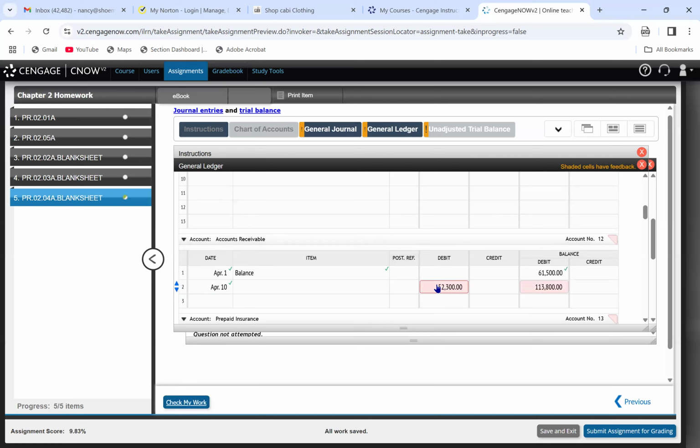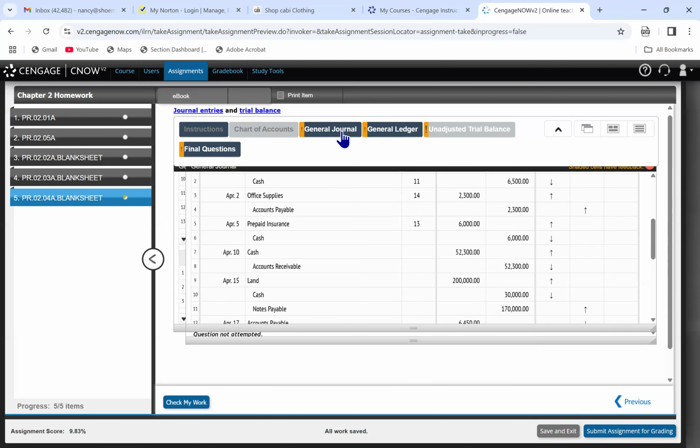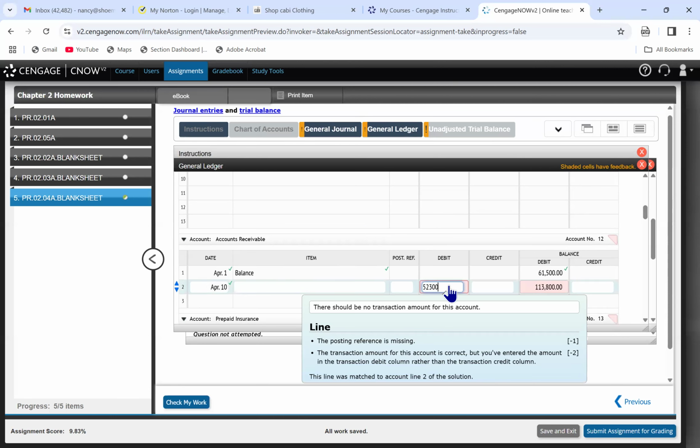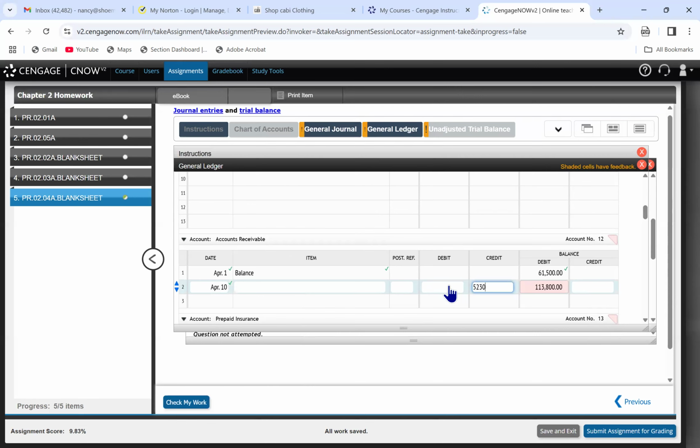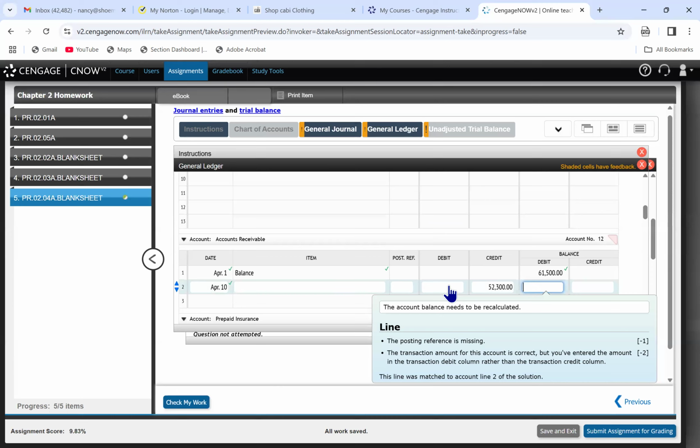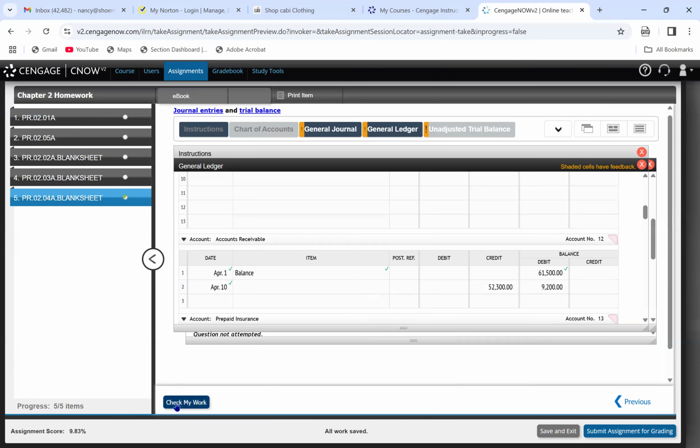Nope, 52.3. What am I doing wrong here? 61.5 plus 52.3, 113.8. Well, that's it. Let me make sure. Cash, 52.3. Oh, what was I doing wrong? Sorry, guys. Cash went up 52.3. The accounts receivable of 52.3 is a credit because we received the money and now we don't get that money anymore. So our 61.5 minus our 52.3 is a new balance of 9,200. Okay.